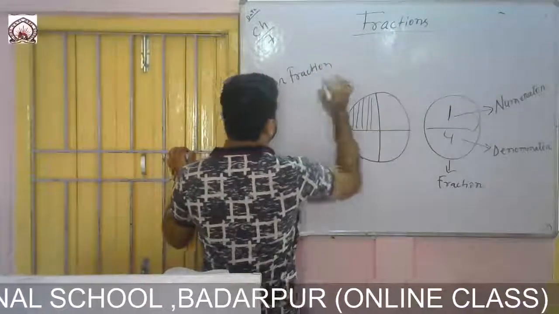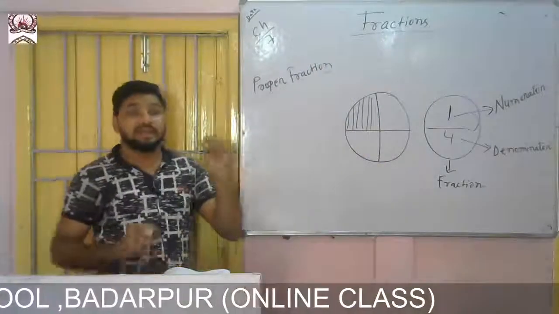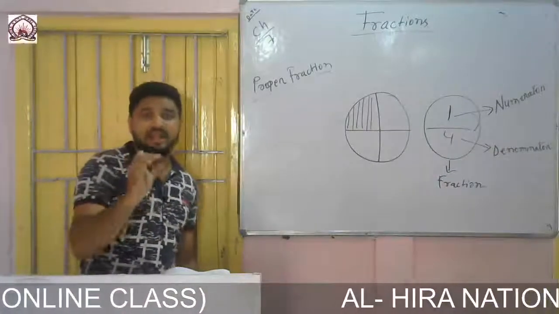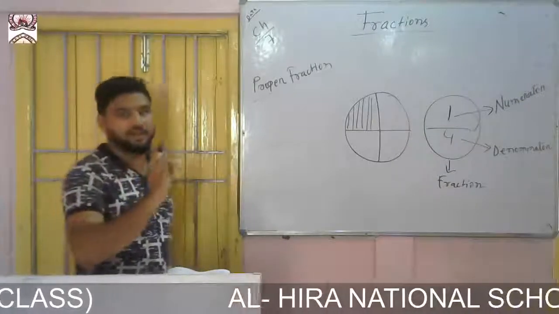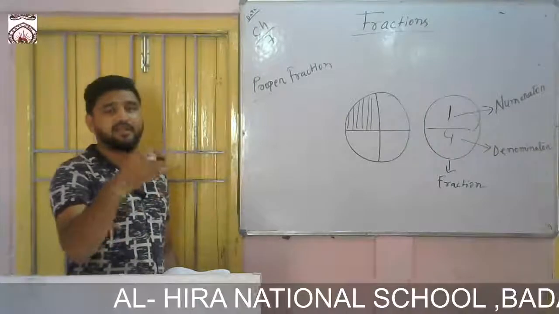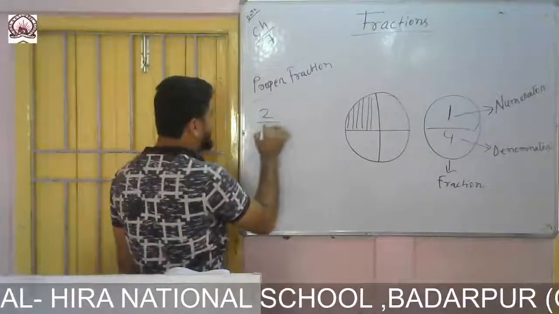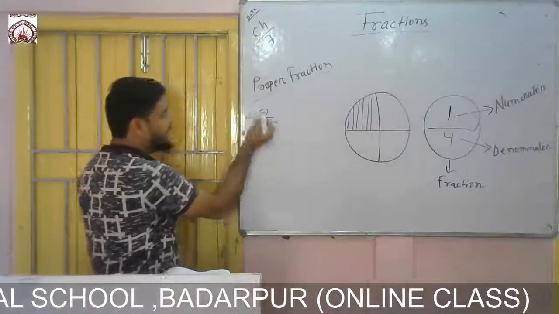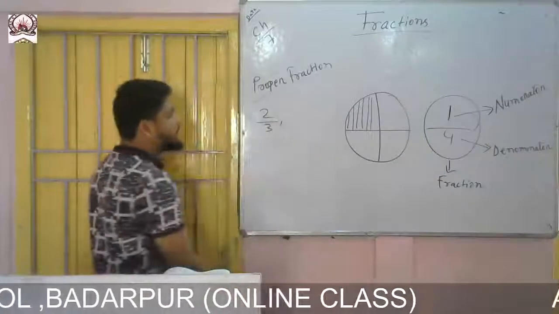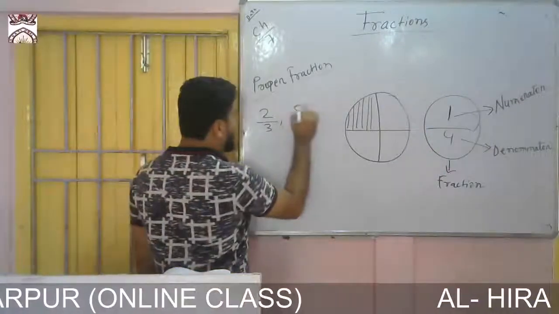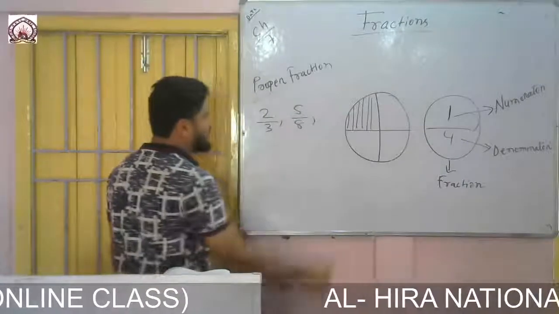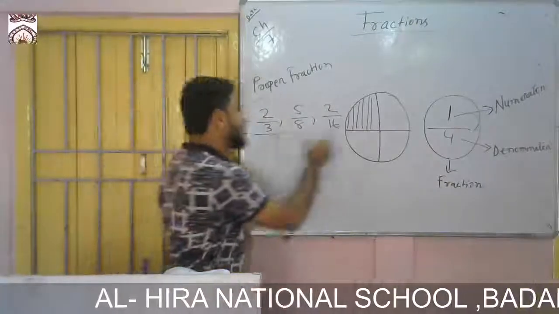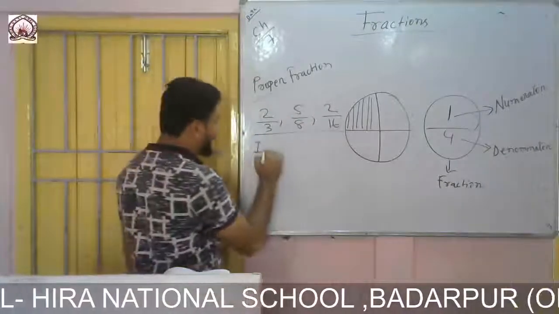What is a proper fraction? Whenever you see that the denominator is bigger than the numerator, that means the numerator is small, at that time it is a proper fraction. Suppose 2 by 3, it is a proper fraction because the numerator is small and the denominator is bigger. Then 5 by 8 is a proper fraction, 2 by 16 is a proper fraction. These are examples of proper fractions.